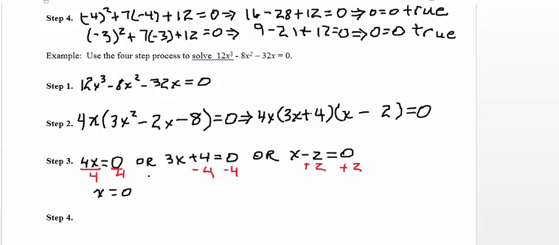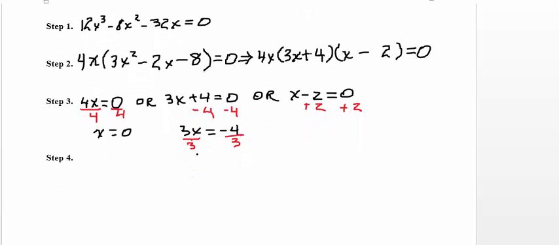So the first equation gives me x equals 0. Second equation, I get 3x equals negative 4, so I'll need to divide both sides by 3 to get x equal to negative 4/3. And then the third equation gives me x equal to 2. So let's check those solutions.